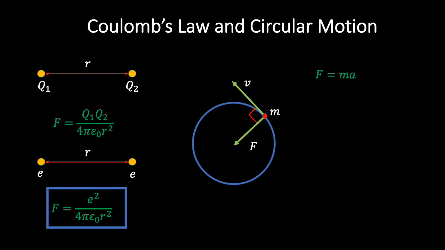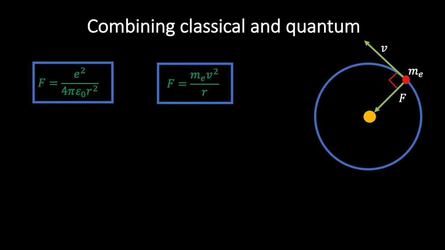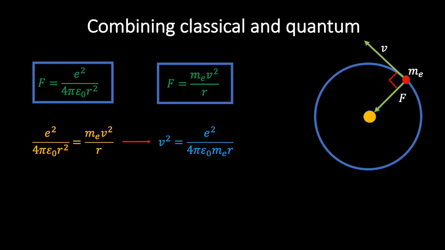In the case of circular motion, the centripetal acceleration is given by the expression a equals v squared over r, and if we combine this with Newton's second law, we find the following expression for the centripetal force acting on the electron. Bohr assumed that the centripetal force was provided by the Coulomb force of attraction, and therefore he equated these two mathematical expressions to arrive at an equation for v squared.